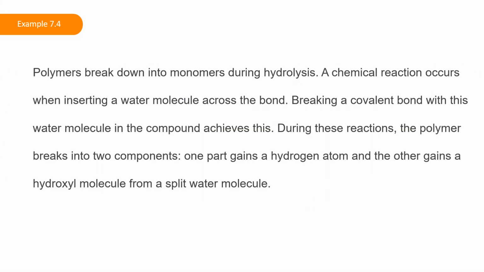Polymers break down into monomers during hydrolysis. A chemical reaction occurs when inserting a water molecule across the bond. Breaking a covalent bond with this water molecule in the compound achieves this. During these reactions, the polymer breaks into 2 components. One part gains a hydrogen atom and the other gains a hydroxyl molecule from a split water molecule.